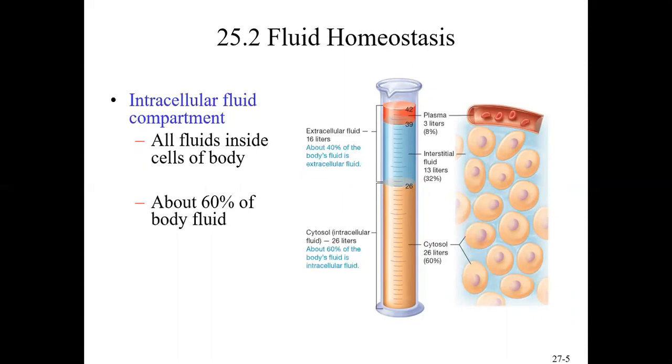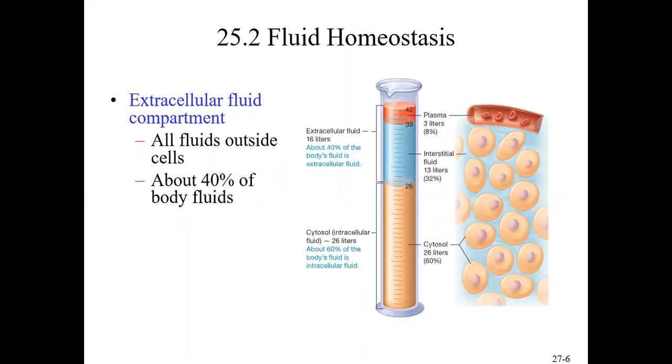60% of all the body fluid is located intracellular. And then extracellular, any fluid that's outside of the cells, would be about 40%, roughly 16 liters. That includes your interstitial fluid, and it also includes the plasma.